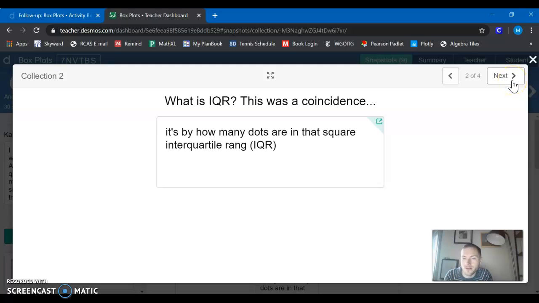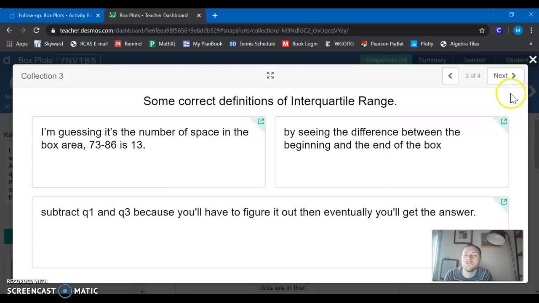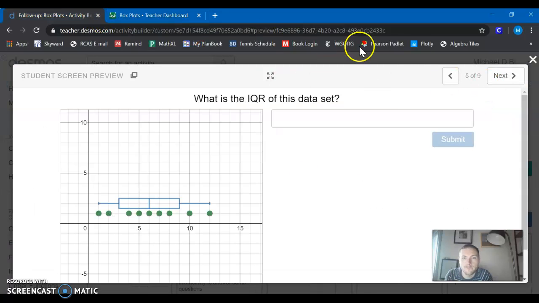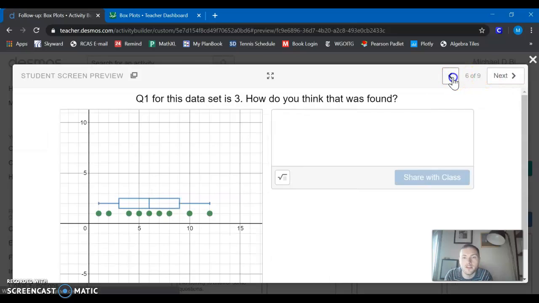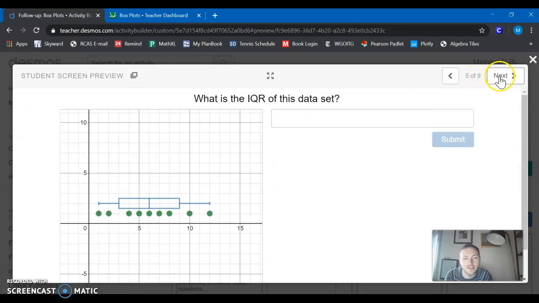Okay, now that you've hopefully already done that, here are some correct definitions that your classmates gave of interquartile range. So you can read through those there. And then you can go back and refine this answer if you need to.